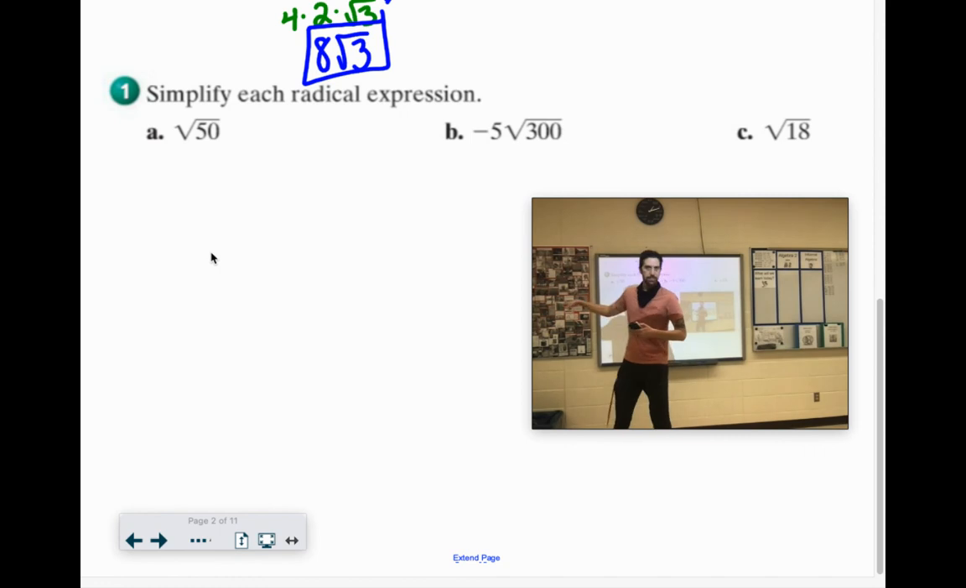So look at 50. Anything that ends in 25, 50, or 75 has a perfect square of 25, right? Think of quarters. If you have quarters in your hand, it's like 25 cents, 50 cents, 75 cents. So these are good numbers to know.